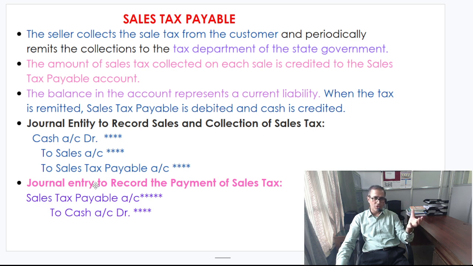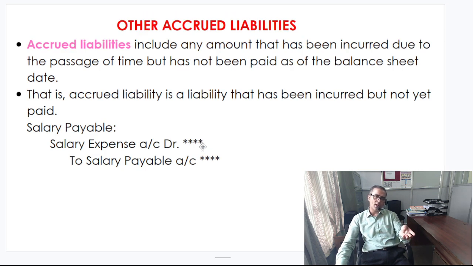Now, the journal entry to record the payment of the sales tax: sales tax payable to cash account. That is how you could record the journal entry. Even for other accrued expenses like salary payable, we say salary expenses to salary payable account.